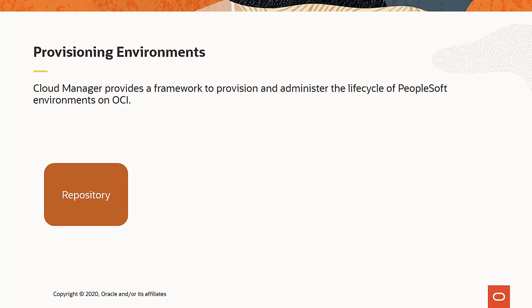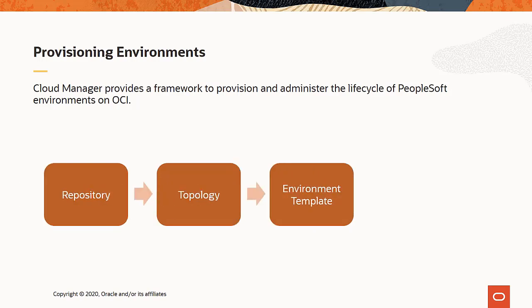PeopleSoft Application Update Images, PRPs, and PeopleTools patches are automatically downloaded to the repository based on the subscription channel selected. The topology defines the infrastructure layout for an environment. The environment template defines the topology to be used when deploying PeopleSoft application DPKs. Self-service users can deploy PeopleSoft environments based on an existing template. Once an environment is deployed, Cloud Manager provides numerous actions to maintain and update the environment.